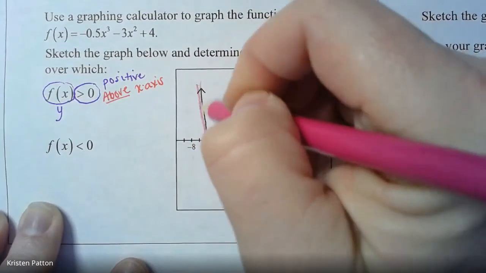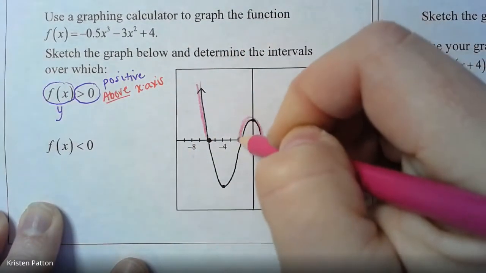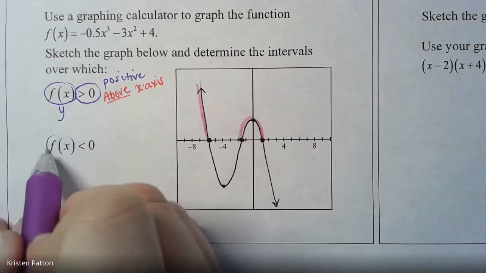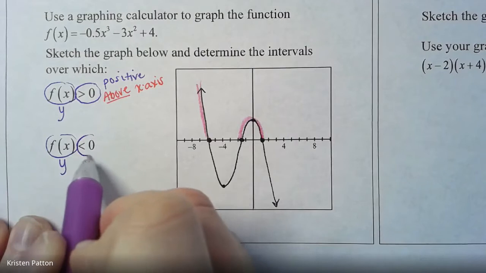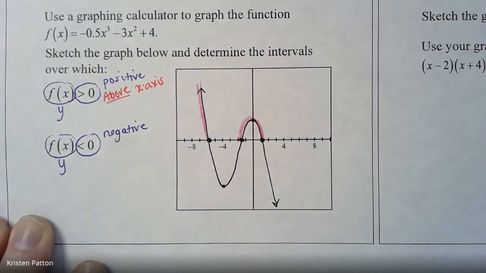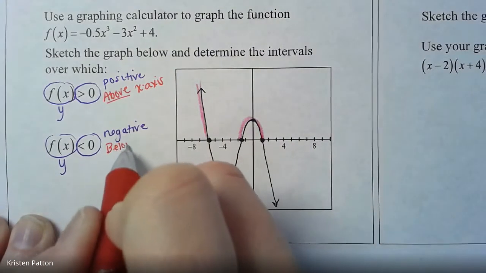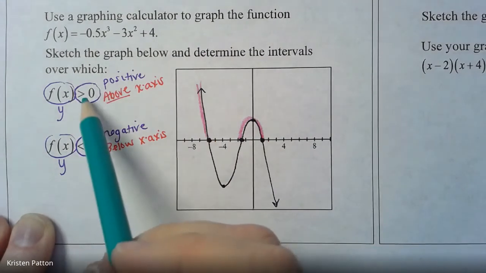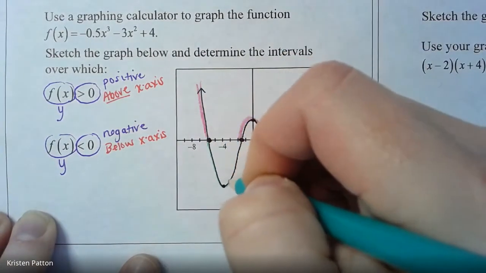I'm going to use my pencil to highlight on my graph. So I'm above the x-axis here. The second question is the exact same thing. When is y? Now it says less than 0. Less than 0 means negative, and negative means below the x-axis. So instead of saying when is f positive, when is it negative, they just wrote it as more of an inequality. Greater than 0 means above, less than 0 means below.